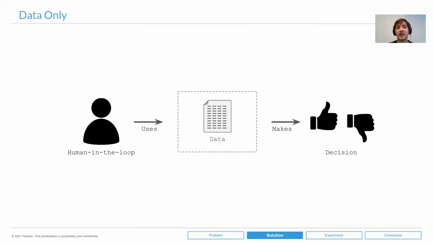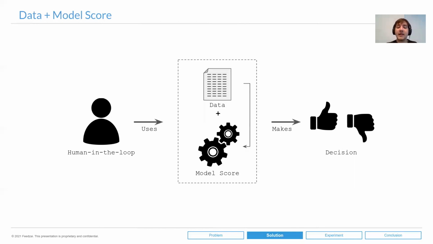So in the first step, the user only has access to information about the instance that they are observing, and they make their decision based only on the information that the instance has. Then we have the model score. This usually is a number between 0 and 1, and numbers close to 0 represent a negative instance, close to 1 a positive instance.